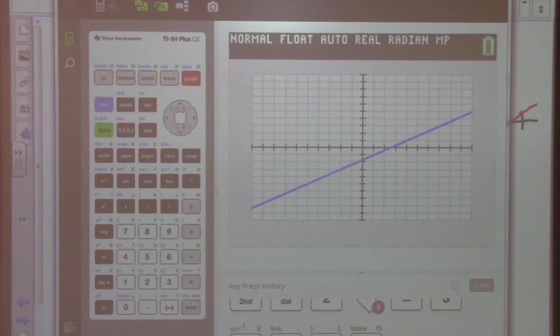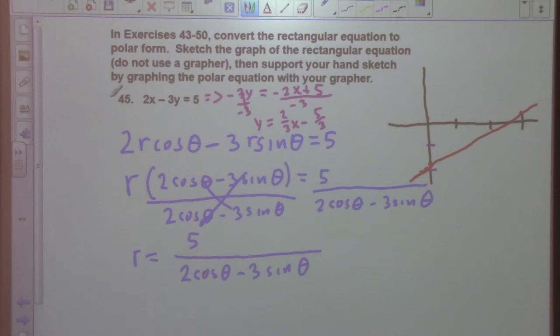Now I want to ask you a question about this original equation up here, compared to this polar equation down here. Do those equations look similar? Do they look similar? Justin thinks they do. You see some of the numbers carry over, don't you? You see the 5 here. You see the 2, you see the 3. So there is some similarity in this case, yeah.